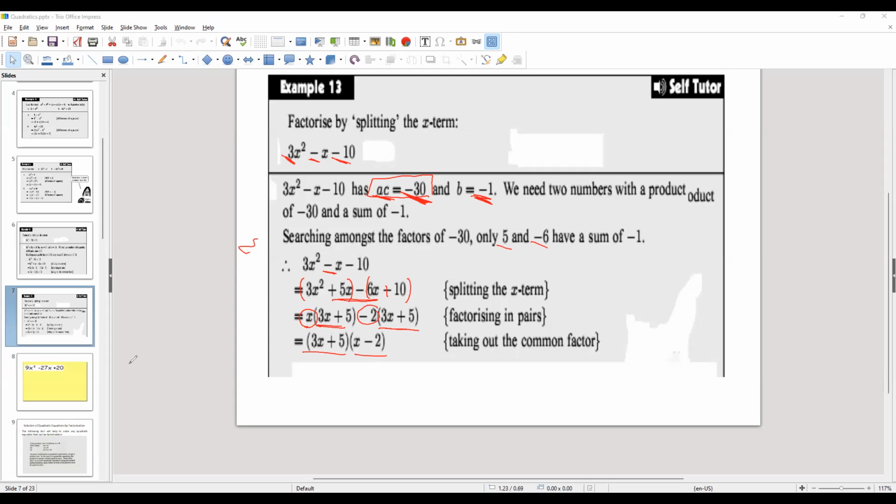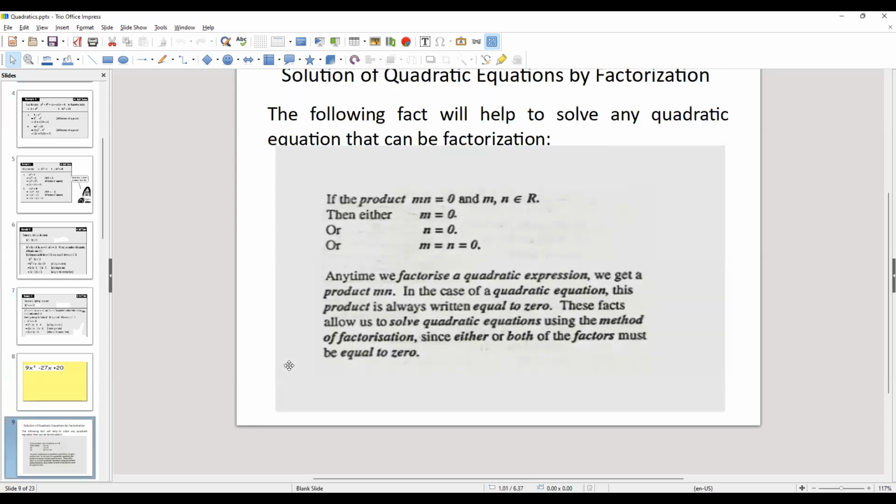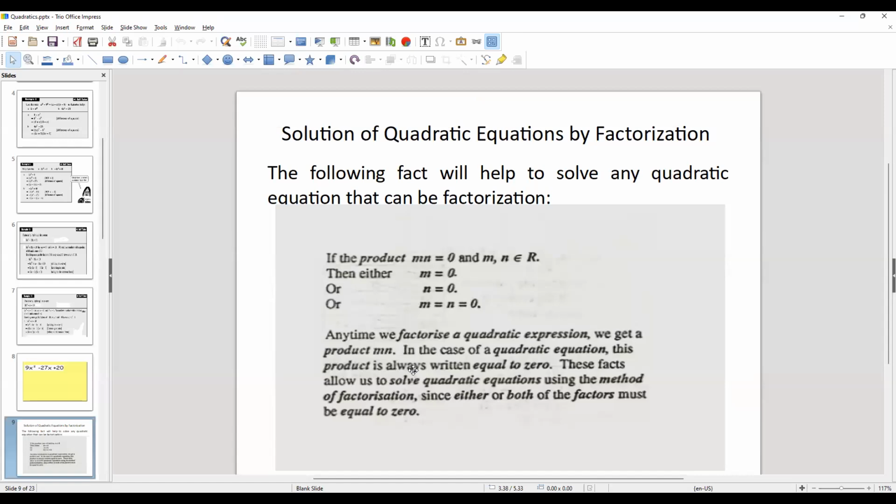Now, why are we learning how to factorize? Well, the simple reason is that there is a certain idea we can make use of, and that idea can help us to solve quadratic equations. Now, what's that idea? Here is the idea.